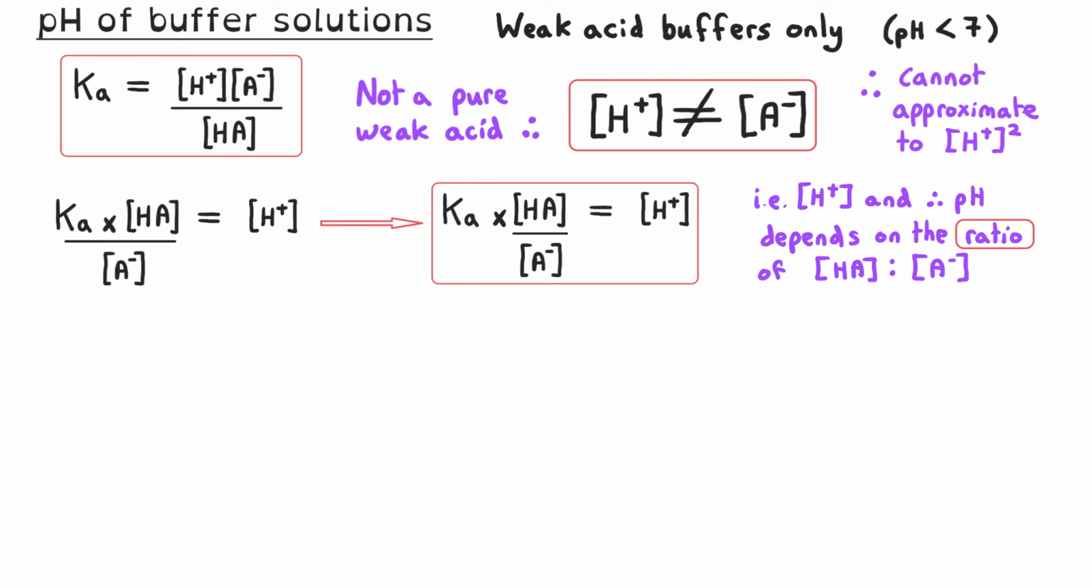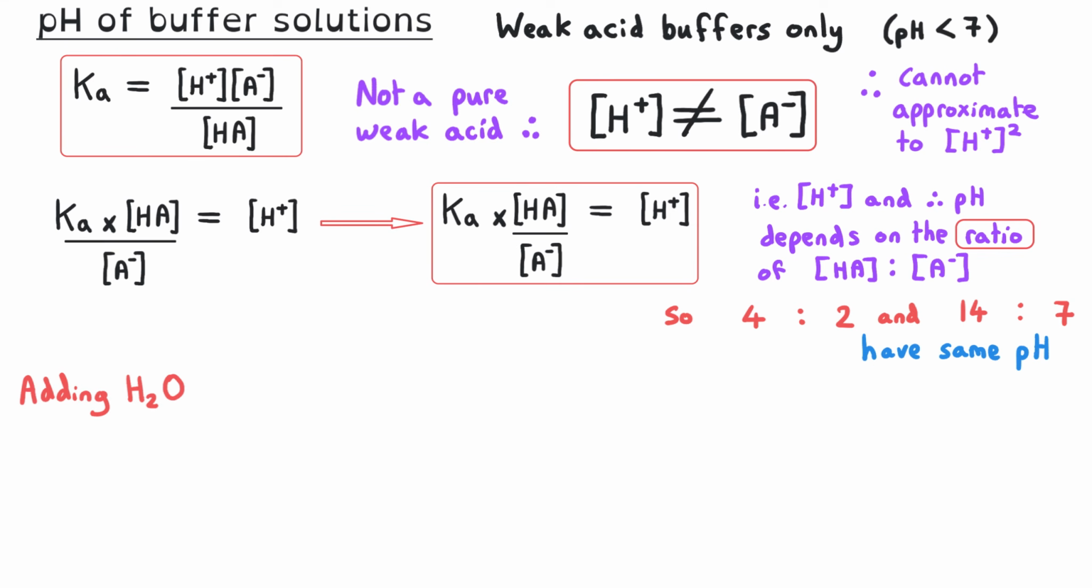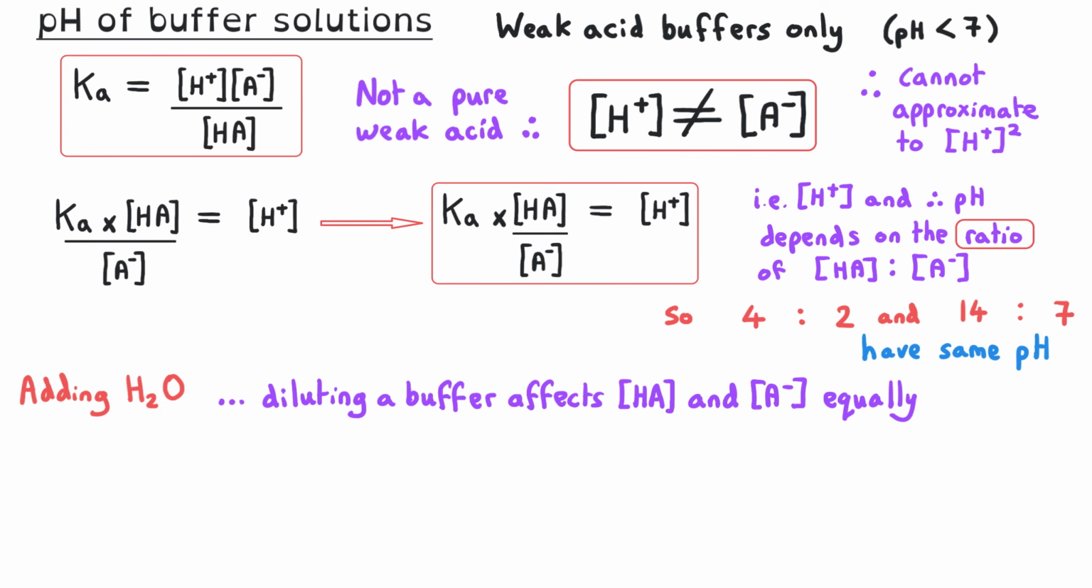And so that means that concentrations of 4 and 2 would give us the same pH as concentrations of 14 and 7, even though the amounts of substance are significantly different. The pH would be the same for both of those circumstances. And this is also why adding water does not change the pH of our buffer, because diluting a buffer will affect the HA concentration and the A minus concentration equally, and so therefore the pH will be unchanged.